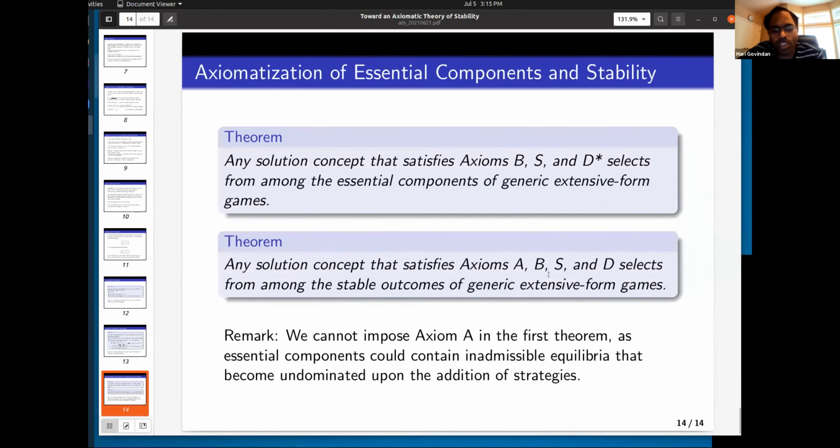And the other thing I have to say is axiom A, admissibility, is missing in the first theorem because connected sets violate axiom A. In other words, one could argue that you cannot insist on undominated strategies if at the same time you want invariance to addition of dominated strategies. It sounds a bit paradoxical, but A conflicts with D star, so you have to drop A. So that's all I have.